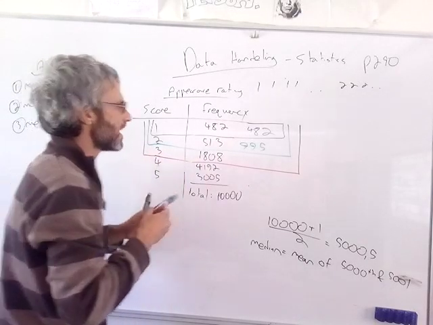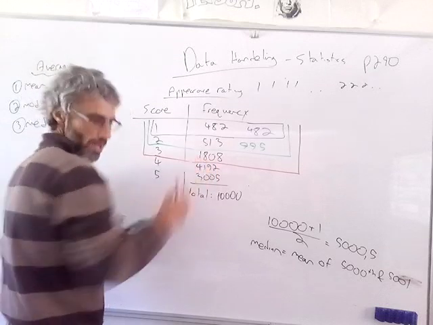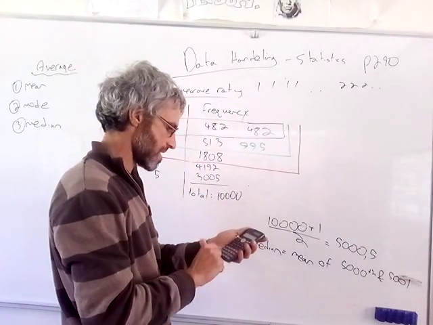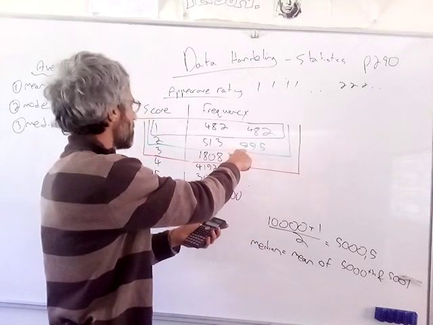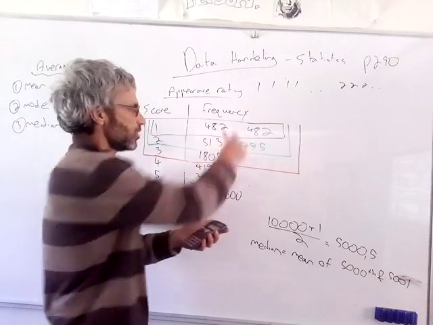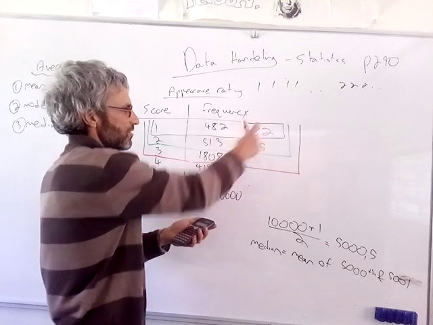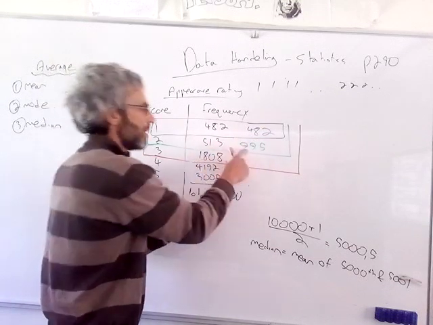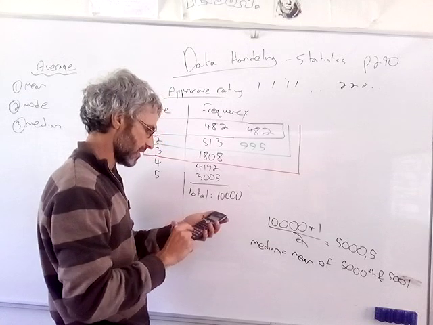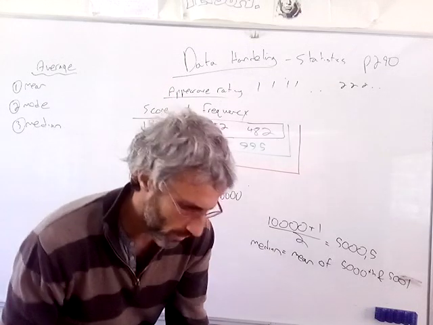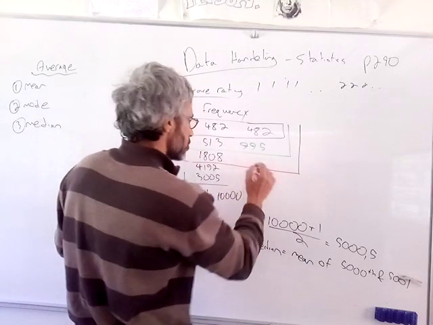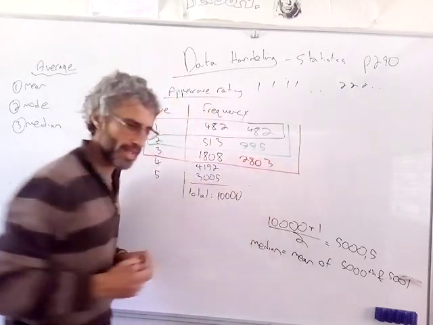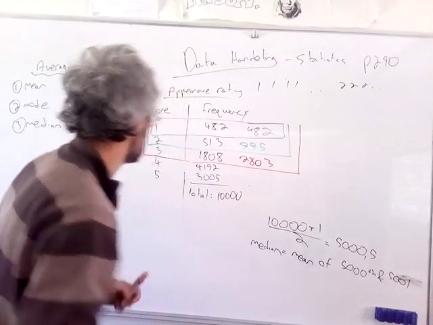So now I need to add the number of people who gave score 3, which is 1,808, plus all the people who gave up to score 2. So I don't need to add 482 and 513. I've done that already here. So I'm just going to have 1,808 plus 995. Okay? And I've got, I'll do it in the same color, 2803. Okay? Again, at this point, you still don't know why I am doing it, right?